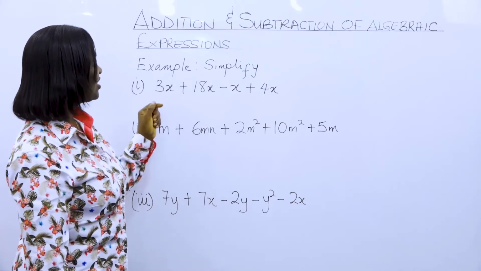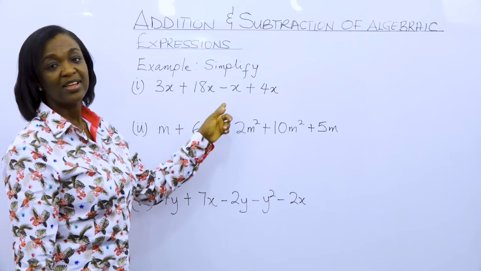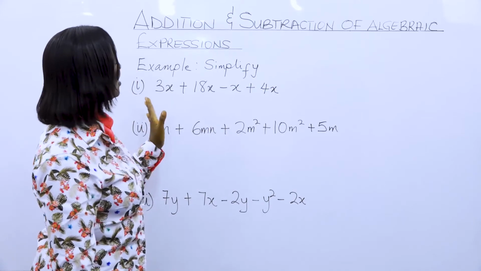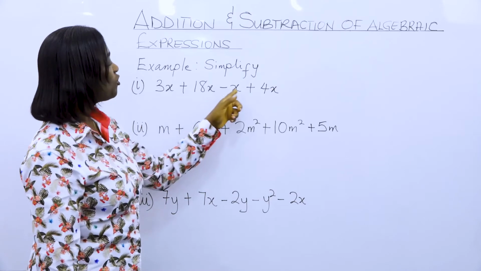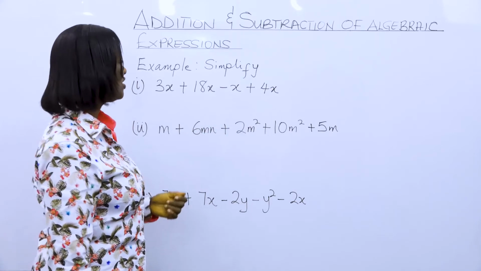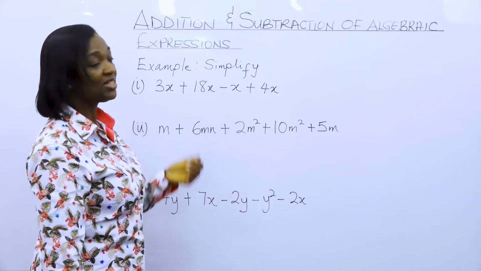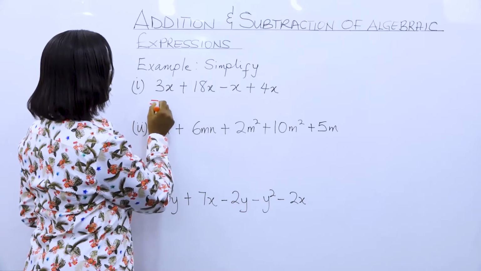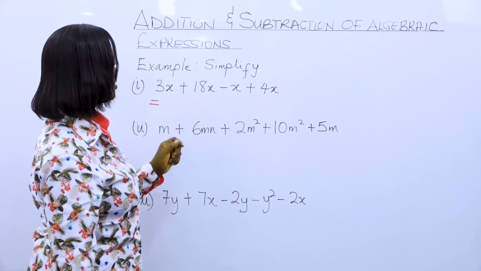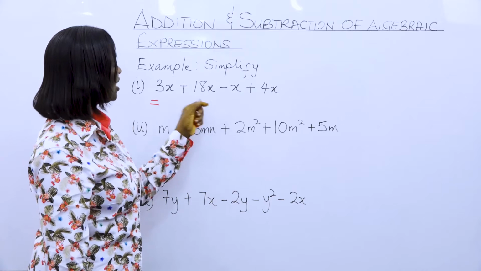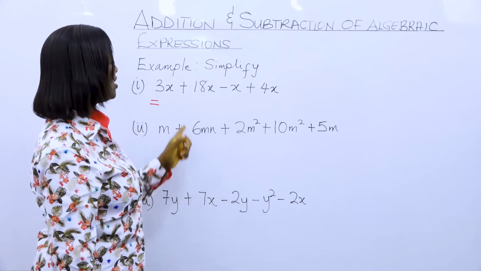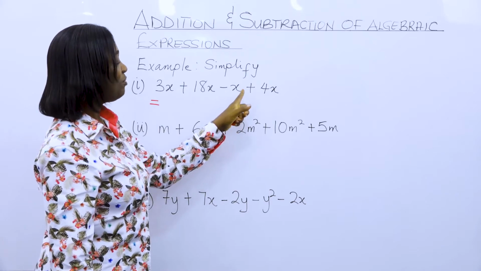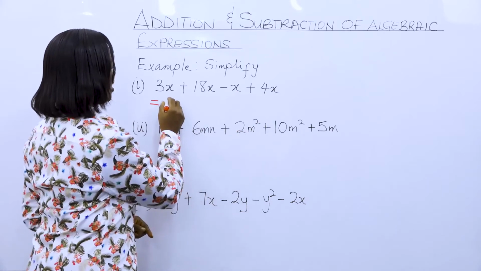Simplify 3x plus 18x minus x plus 4x. Again, there are 1, 2, 3, 4 terms in this expression, and the 4 terms are terms in x, so they are all like terms. So we simply add or subtract as required. So 3x plus 18x is 21x. 21x minus x is 20x plus 4x. So the total is 24x.